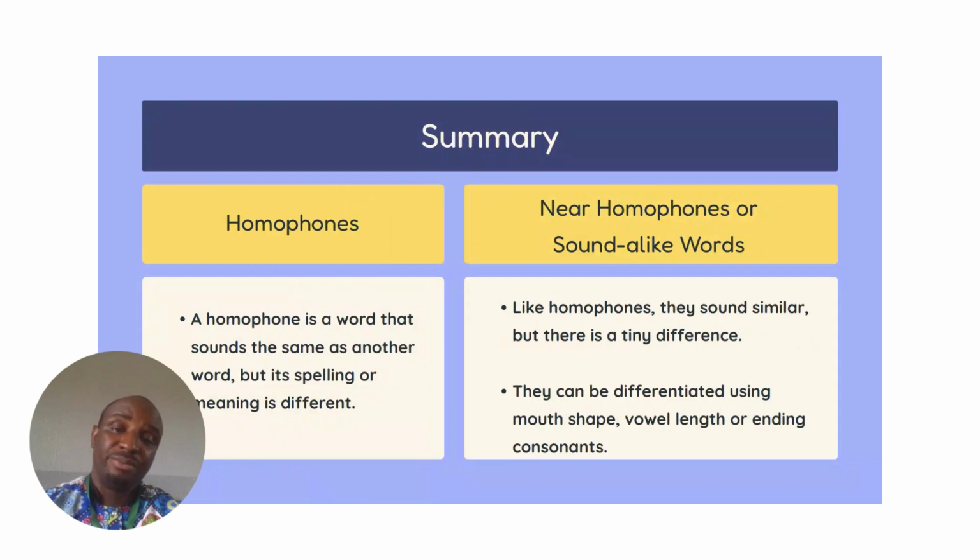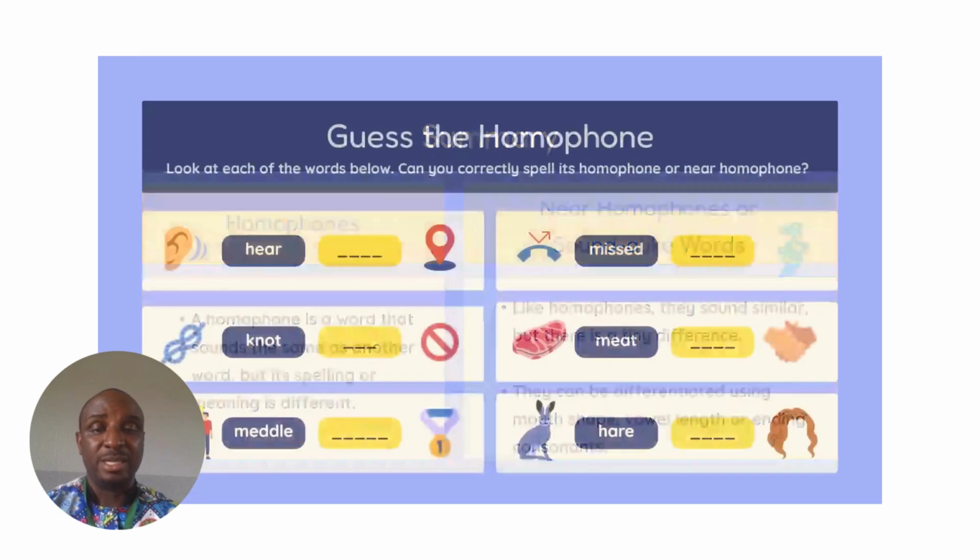Then, in summary, homophones, like I told before, are words that sound alike but have different spellings and meanings. The near homophones sound alike, but have a very tiny difference. Note that, but they sound alike. Not as close as homophones. I believe you've gotten that.